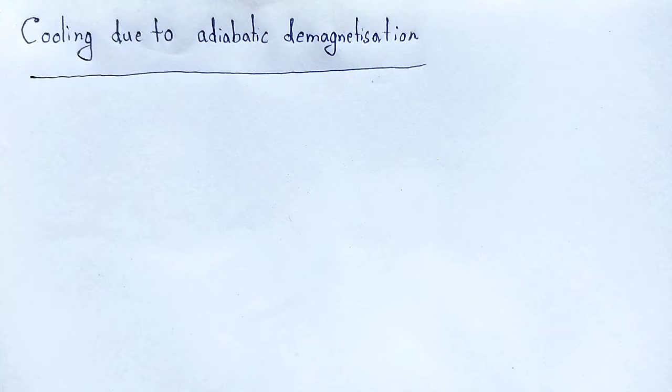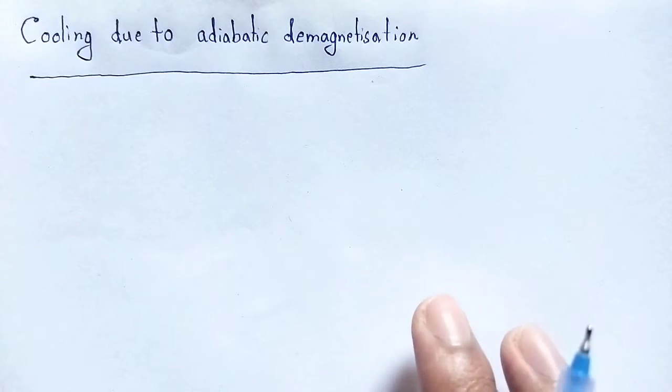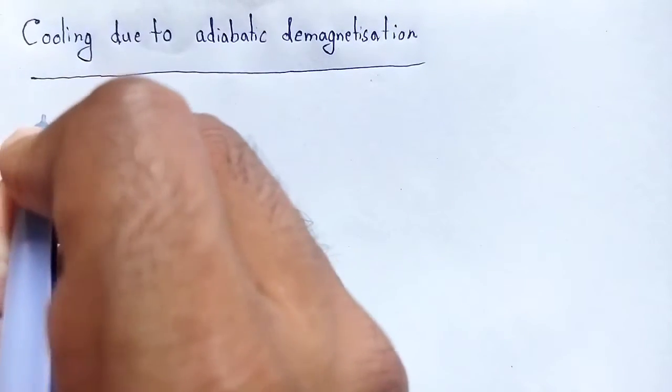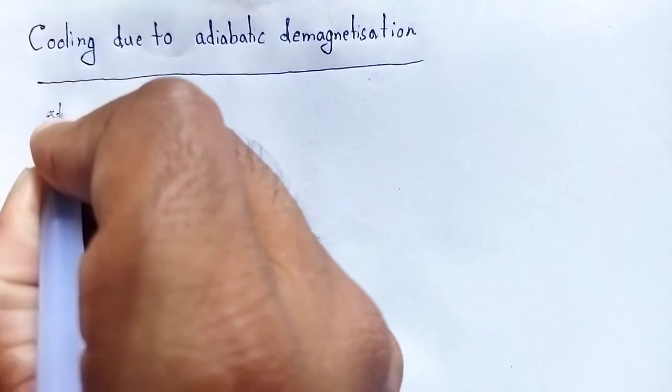Cooling. How is cooling considered? Many attempts have been made to attain very low temperatures of the order of zero temperature. One such attempt was made by using the phenomenon of liquefaction of gases. These are the attempts of cooling.